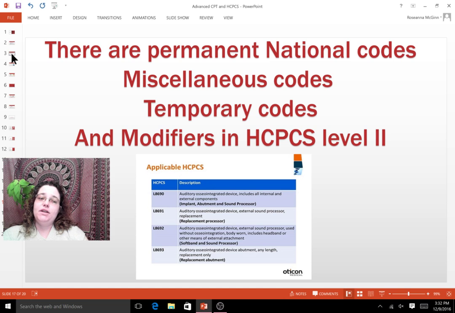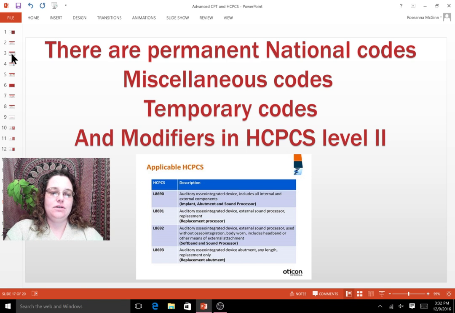There are permanent national codes, miscellaneous codes, temporary codes, and modifiers in HCPCS Level 2. Some of the modifiers are applied to CPT codes from HCPCS Level 2 as well. It's the number one mistake people make when they're doing coding, when they're doing the whole bill. They'll forget to put the right modifiers from different books with the right service.